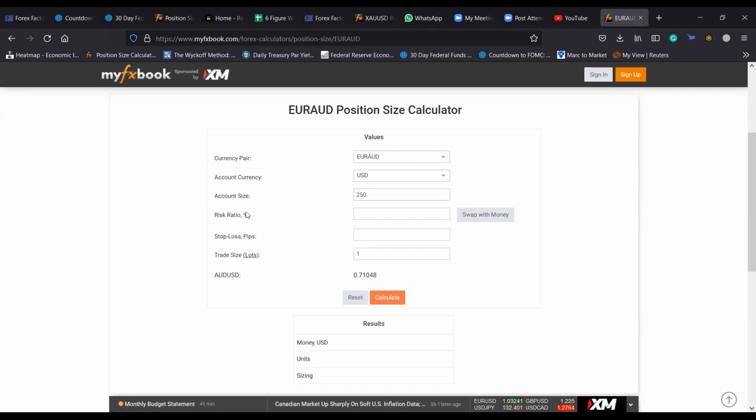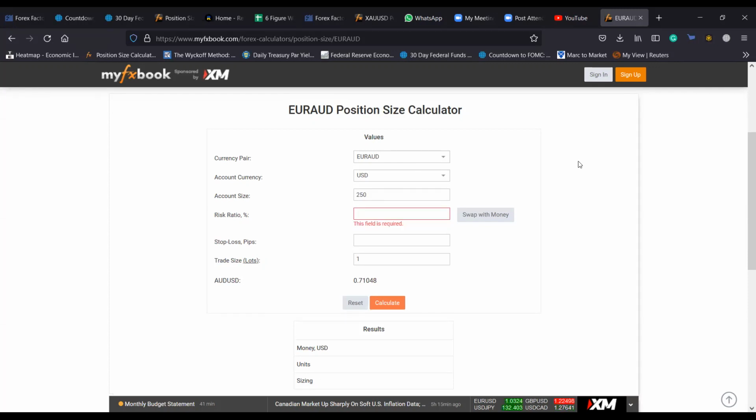And then it asks what percentage of your account you want to risk. If it is 1%, you put it there. If it is 2%, you put it there. If it's 3%, you put it there. And if you don't find the percentage convenient, you just want to use money, like I want to risk just $5, $2, $10, you just click swap with money. When you click swap with money, you see that it's going to be money in USD. So let's say it's $10 you want to risk on that trade, just put $10.